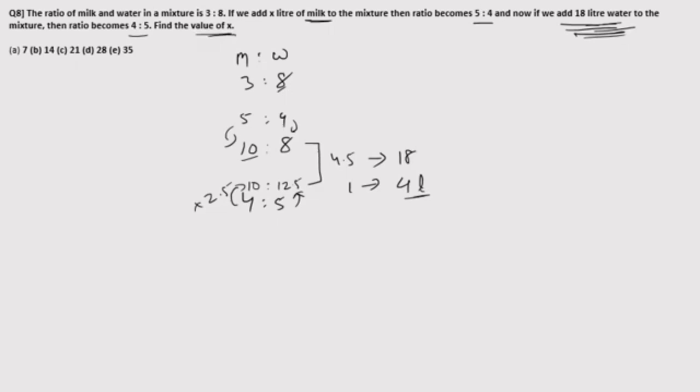This value it is asking, this to this, 3 to 10. This was x, so x has to be how much? From 3 to 10 is 7 units. 7 units is basically 7 into 4, that is 28. Fine, this is the value of x. I hope it is clear, because 1 unit equals 4 liters, so 7 units equal 28 liters. 28 liters is the answer. Let's move to the next question.